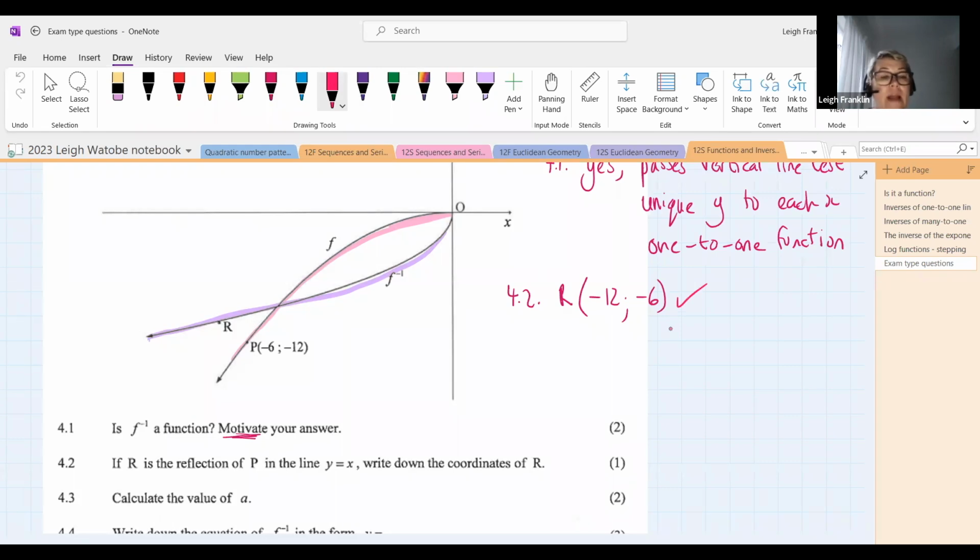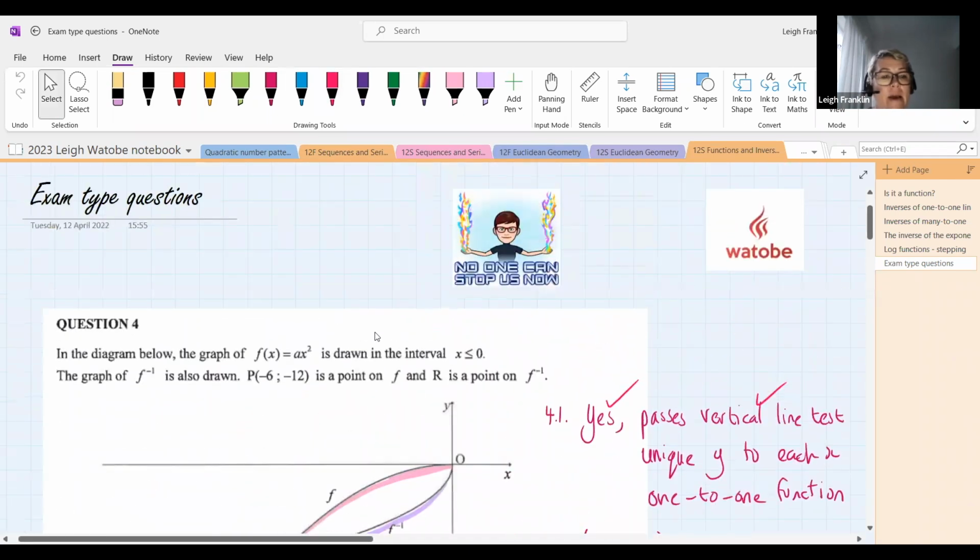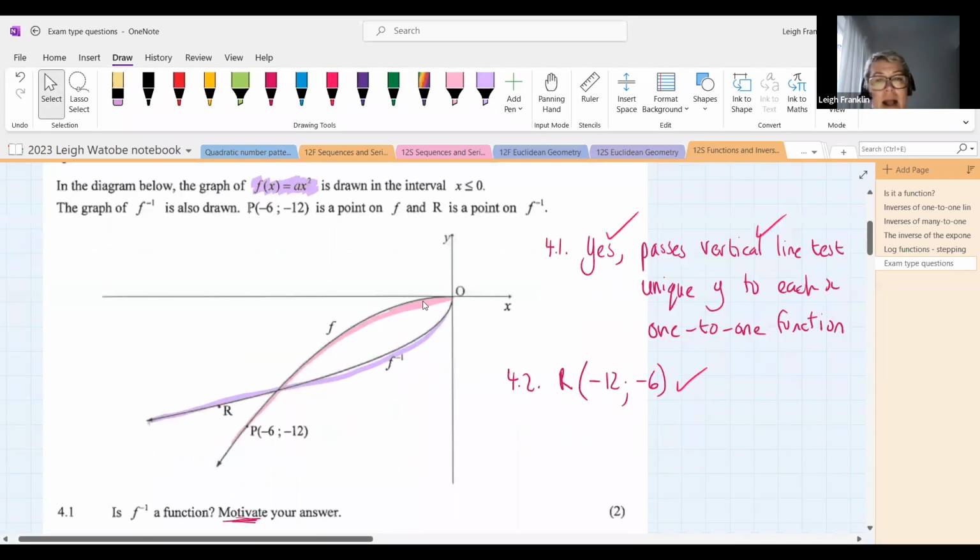Good. Right, now they want us to calculate the value of A. Just to remind you guys, they're talking about this A here in front of the x squared. So f of x equals ax squared. They want us to solve for A. That essentially takes us back to grade 10. How are we going to solve for A? What are we going to sub in? We're going to sub in point P.